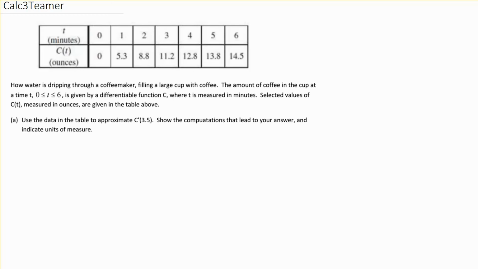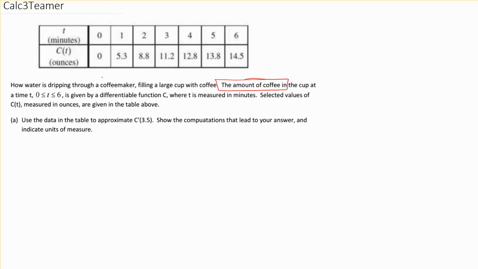The first thing I would do when I read that statement is circle the amount of coffee in the cup, and then think about what that means. We don't have a rate, we have an amount. At 1 minute, there are 5.3 ounces in the cup. Just understanding those basics of calculus is important.